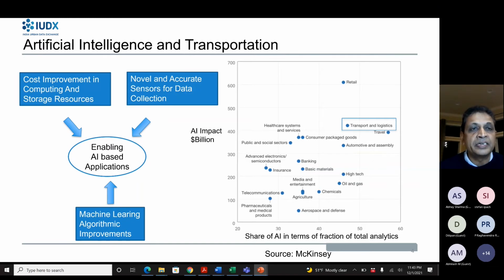And the cost of computing and resources have dramatically gone down over the last decade or so. And along with that has come improvements in machine learning algorithms. Combined together, it has enabled a variety of applications, and clearly transportation and logistics are expected, as you can see on the right-hand side, to be a good potential target for applying these applications.